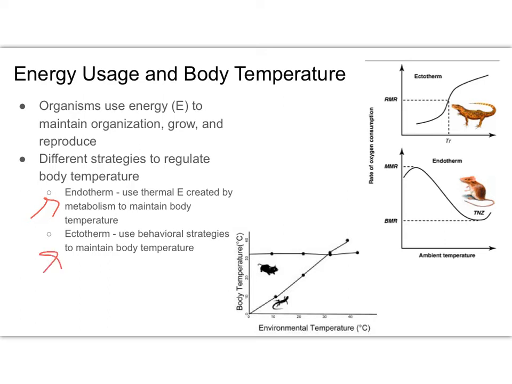So an endotherm is going to use the thermal or the heat energy that is created by their own metabolism to maintain body temperature. Meaning, basically, the thermal or heat energy that's created when they do cellular respiration, or that's released when they do cellular respiration, is what is going to help maintain their body temperature.